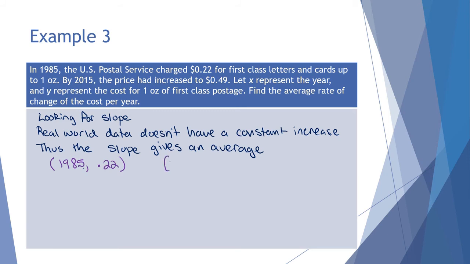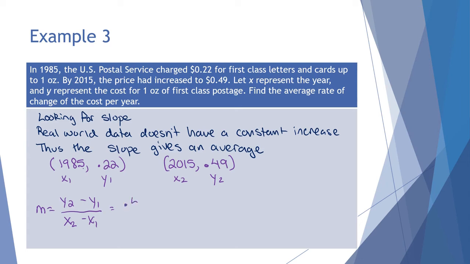And then the second pair they're giving us, the year is 2015, and the cost there is 49 cents. So I'm going to grab my calculator because we're going to be needing it here since we're involving decimals. I'm going to label this X1, Y1, X2, Y2, and then write my slope formula, which is Y2 minus Y1 over X2 minus X1.